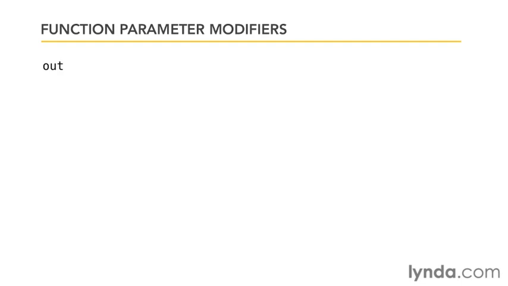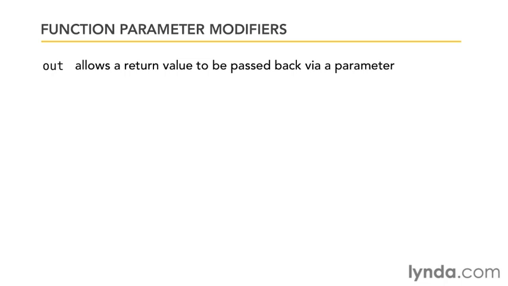There's the out keyword. Now, normally, functions return values through their return type, but the out keyword allows a return value to be passed back via a parameter. And you would use this in cases where you wanted a function to be able to pass back more than one result. So let's take a look at an admittedly contrived example. Suppose I had a function named square and root that takes a number as its first parameter, and I want it to return both the square of that number and the square root of that number.